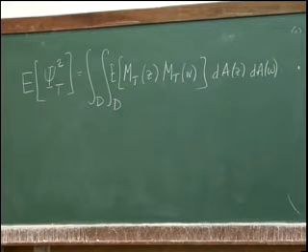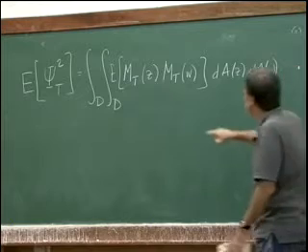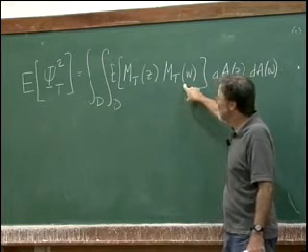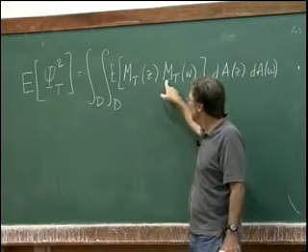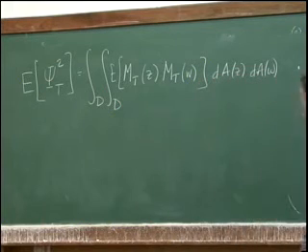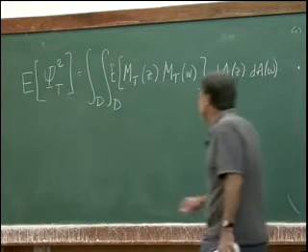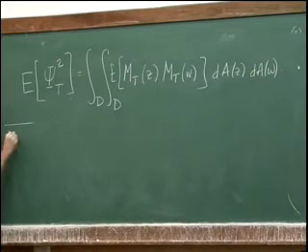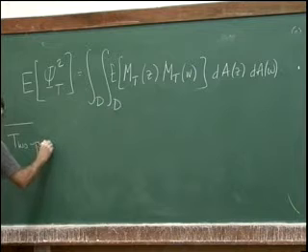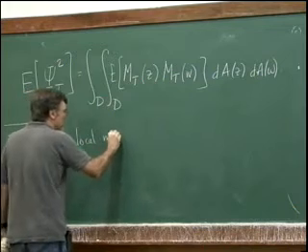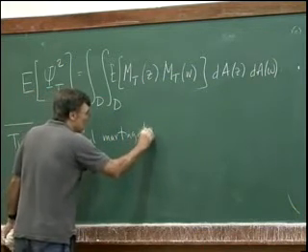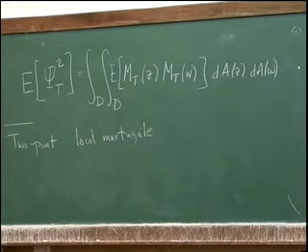Now, M_t(z) and M_t(w) are local martingales that are supermartingales, but their product is not a supermartingale. So this can grow over time. So what we want is a two-point local martingale. And in fact, there is one, and it's most easily given in terms of the two-point Green's function that was discussed yesterday.